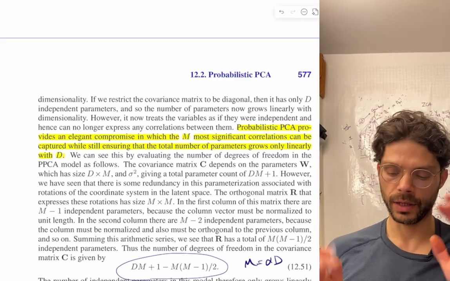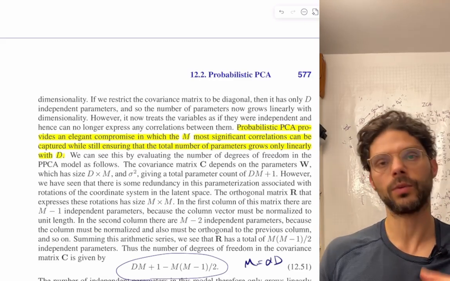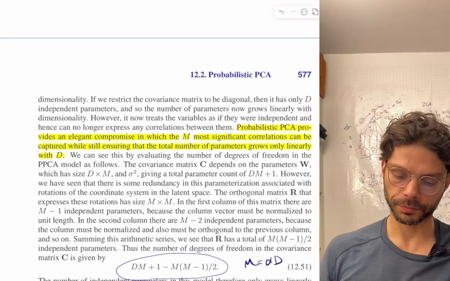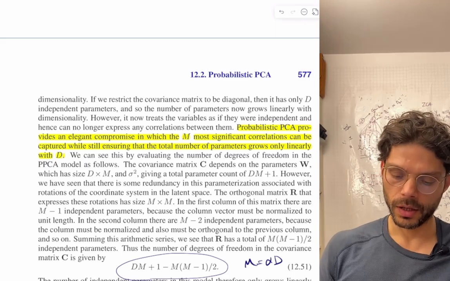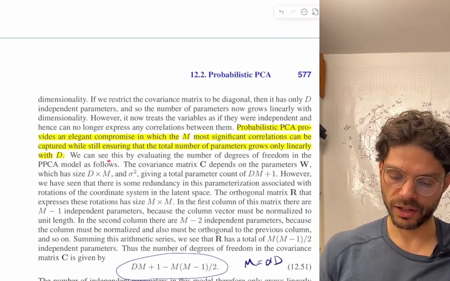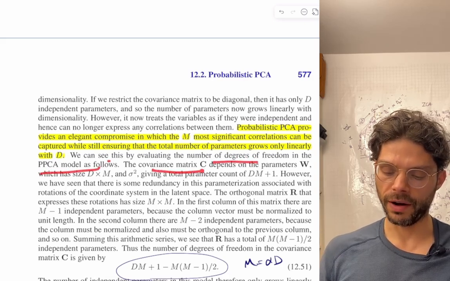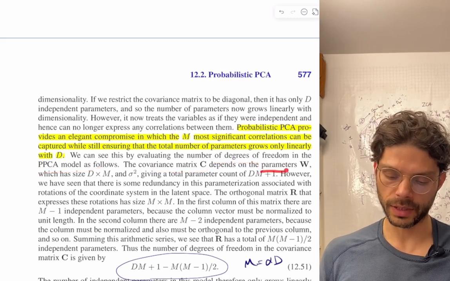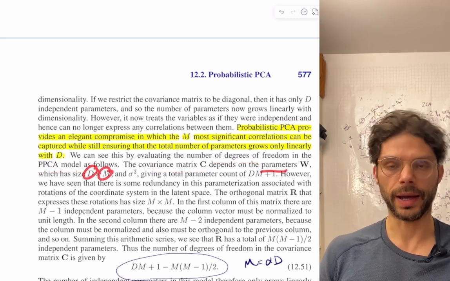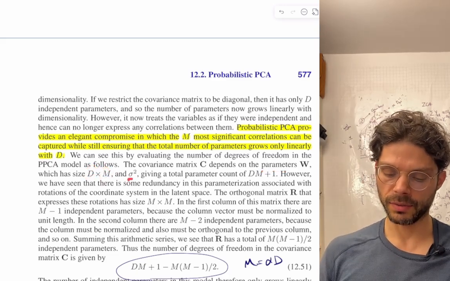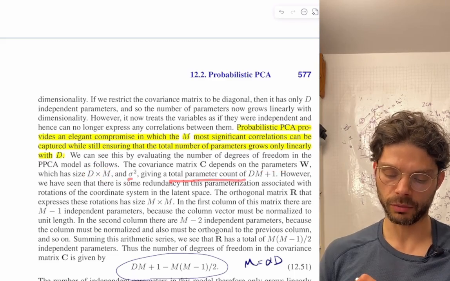It depends on what we mean and how our correlations grow with dimensionality. But anyway, let's follow what he says. We can see this by evaluating the number of degrees of freedom in the PPCA model as follows. The covariance matrix C depends on the parameter W, which has size d by m, right? So d dimensions, m directions, and sigma squared, giving a total parameter count of dm plus 1.